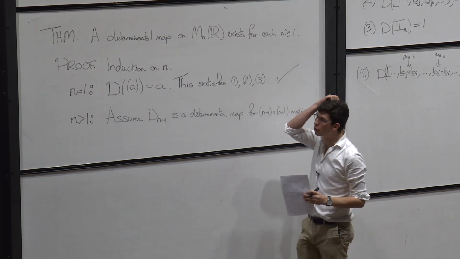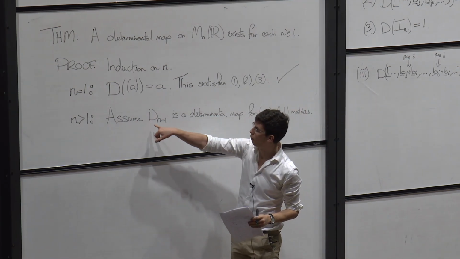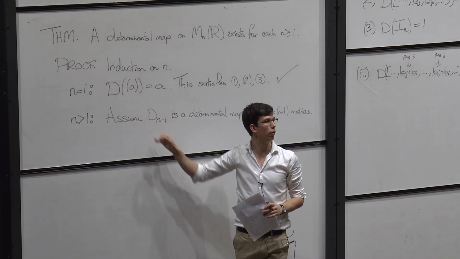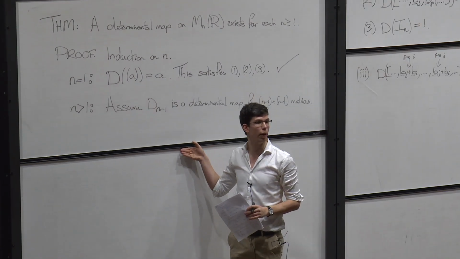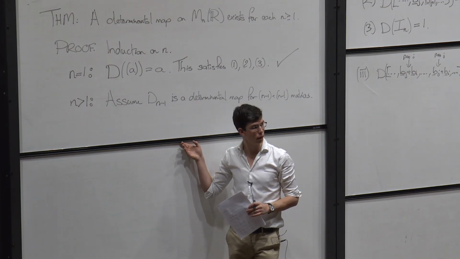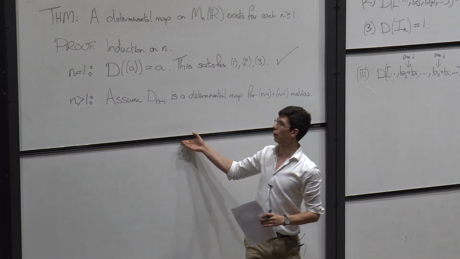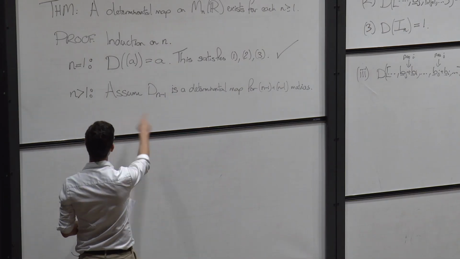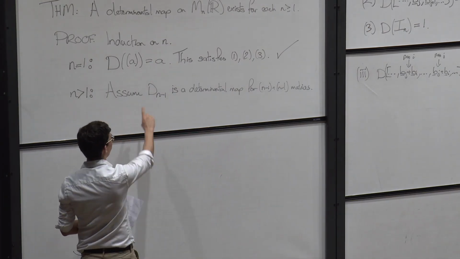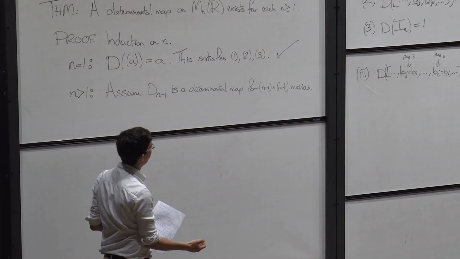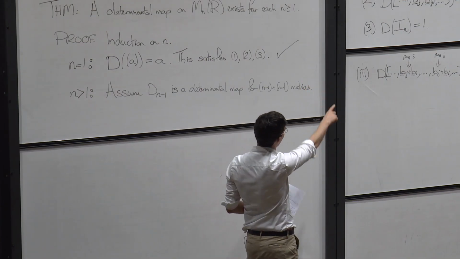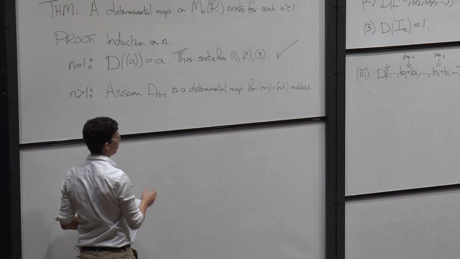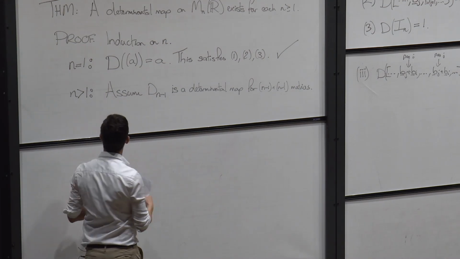So we somehow want to construct a function on n by n matrices out of this function that we're assuming to exist on n minus 1 by n minus 1 matrices. So I want to cook up some way of coming up with a determinantal map that satisfies those three properties, but I want to somehow use this n minus 1 by n minus 1 map.